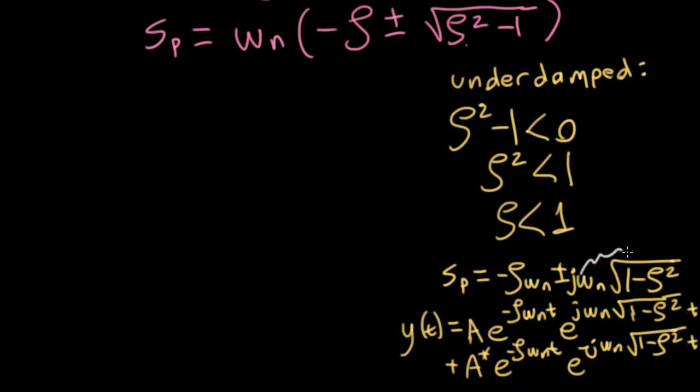But the main thing I want to point out is this quantity here. Let's call it omega d. This is referred to as the damped frequency. Notice that omega d is less than omega n because zeta is going to be less than 1. Of course, it needs to be in order for the square root here to give me something real valued. Remember, I already put the j in front here. So the result of the square root is going to be something less than 1.